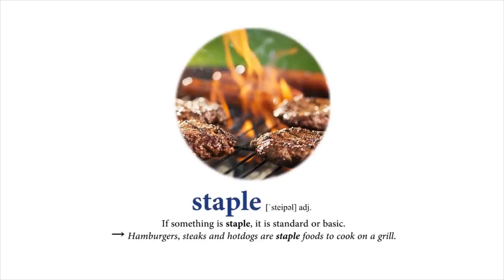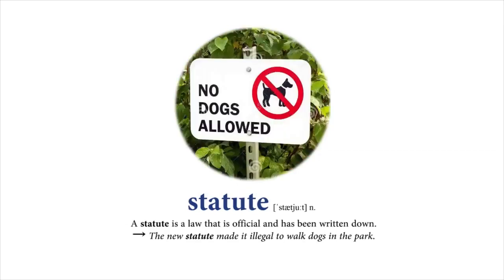Staple. If something is staple, it is standard or basic. Hamburgers, steaks, and hot dogs are staple foods to cook on a grill. Statute. A statute is a law that is official and has been written down. The new statute made it illegal to walk dogs in the park.